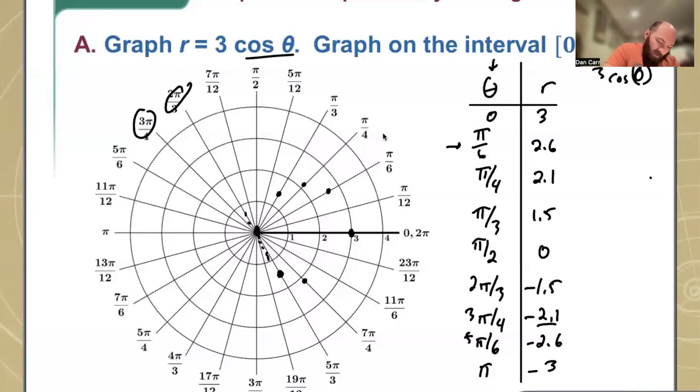Then the next one is negative 2.6 at 5 pi over 6, which is going to put me over here, so 2.6 will be about right there. Once I get to pi, it puts me at negative 3, so I'm back to the first point. I don't need to do any more points because it's just going to keep repeating itself. But I'm basically creating a circle from this. So that is our basic setup.